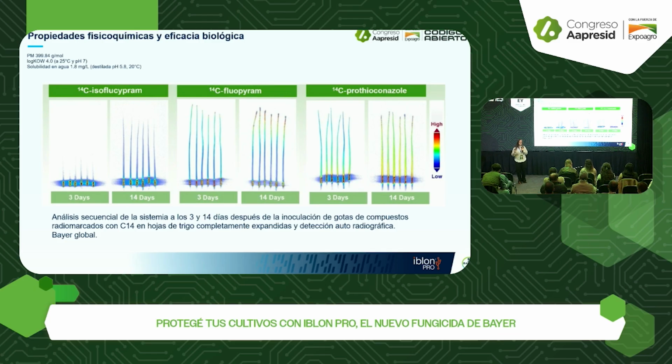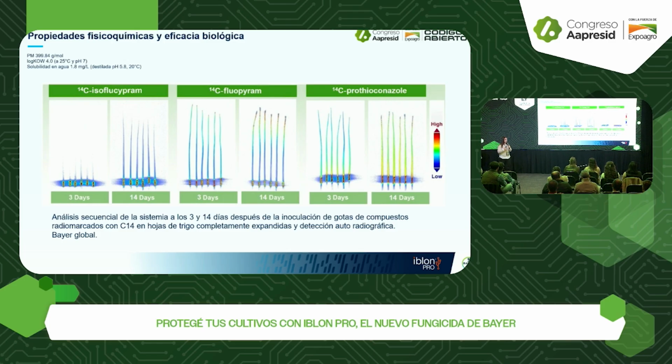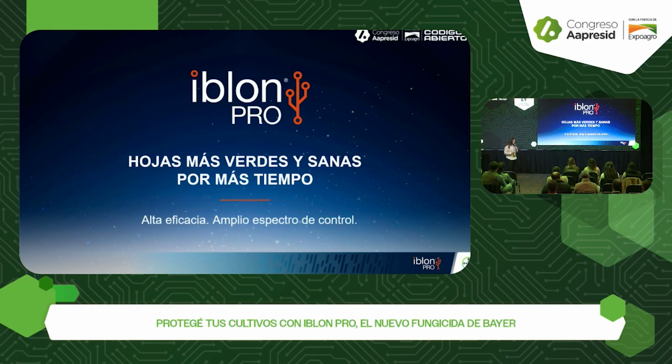And in this case, isoflucipram will be having a preventative effect more slowly, and hence the name of this pillar throughout time, in a prolonged fashion. Hence, one of the characteristics of this product, which we are seeing on the field in all crops, is its improved control effect throughout time to protect against the different diseases I'm going to mention later. It is a balanced effect in plant tissue. I will now speak about the second pillar, greener and healthier leaves for longer.